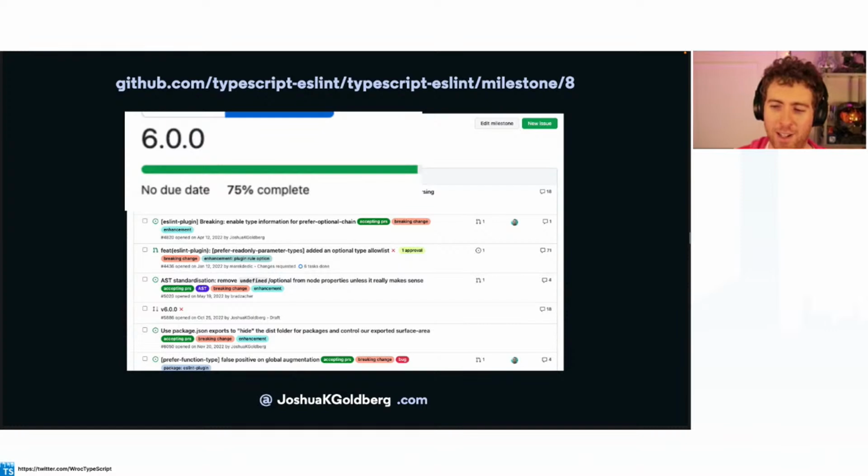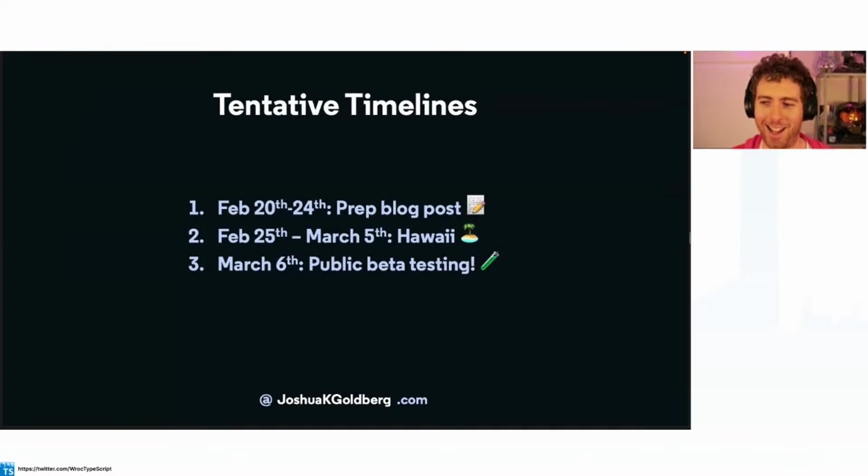The current tentative timeline is I'm going to try to get a blog post in review this week. I'm actually going on vacation to Hawaii next week, not to brag or anything, but I really need that vacation. And then first or second week of March, when I get back, we're going to get real aggressive about trying out V6. Hopefully most or all of the breaking changes will be in by then, so users can really start trying stuff out.